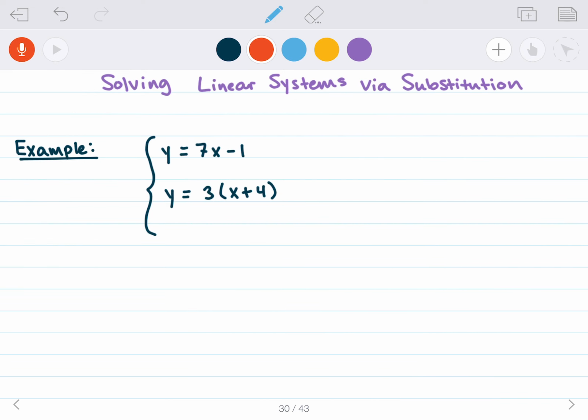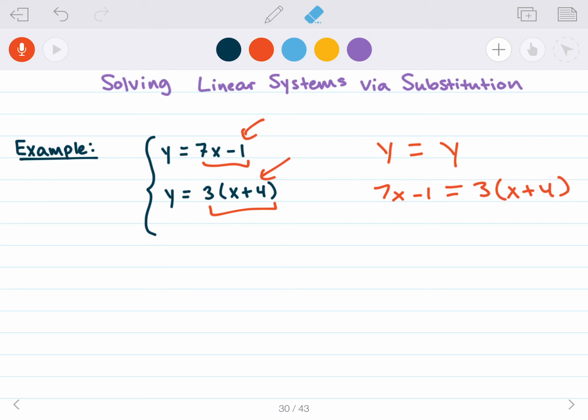Okay, so let's do some more examples here. We've done plenty of these where we solve these algebraically, and I call this substitution because we're basically subbing this in for y and we're subbing this in for y, right? Isn't it true that y equals y? Well, if this equals y, this is 7x minus 1, but this also equals y. This is 3 times x plus 4. So that's my substitution here, and I can solve this pretty easily.